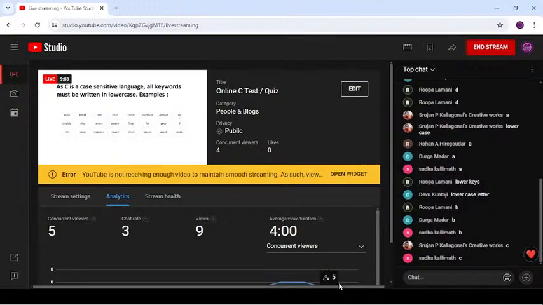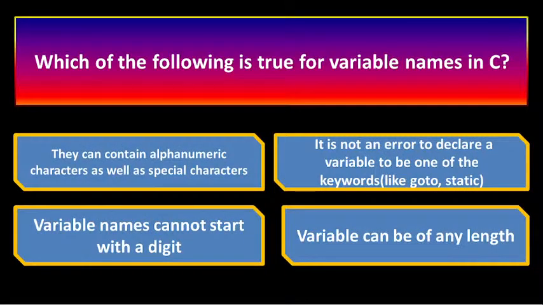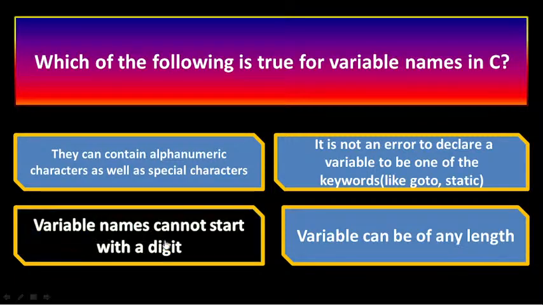Yes, very good. C is the right answer. Variable name cannot start with a digit. It's not allowed to start the variable names from any special symbol or any numerical value. Always the variable starts from an alphabet. That's the reason the third answer is the correct answer.